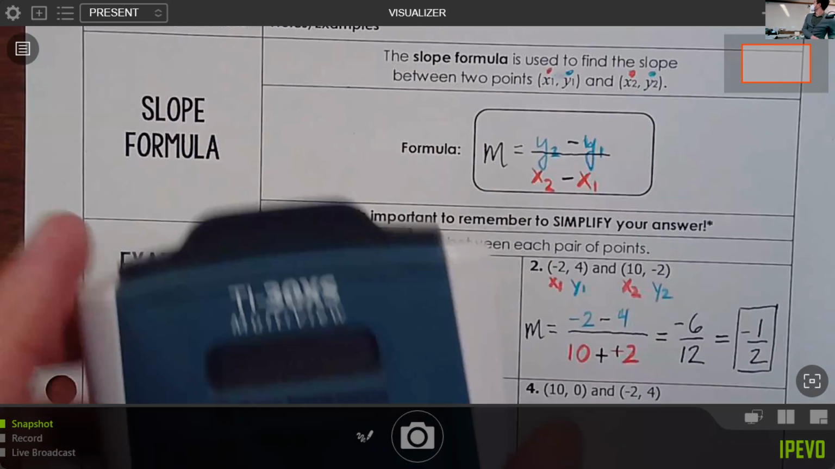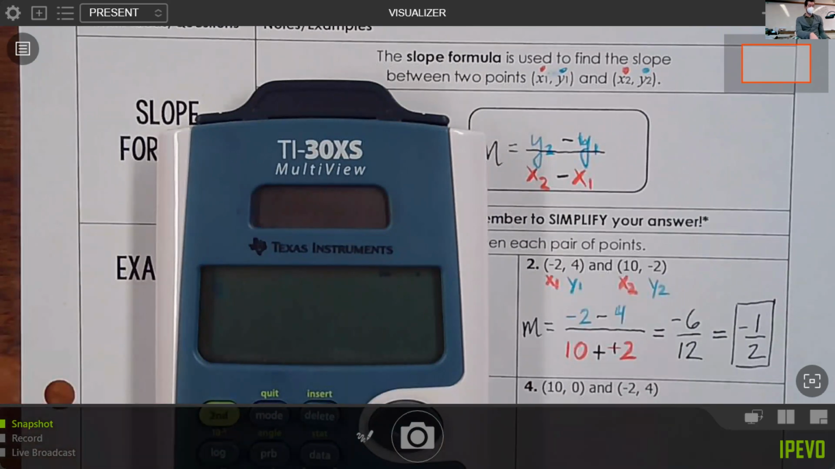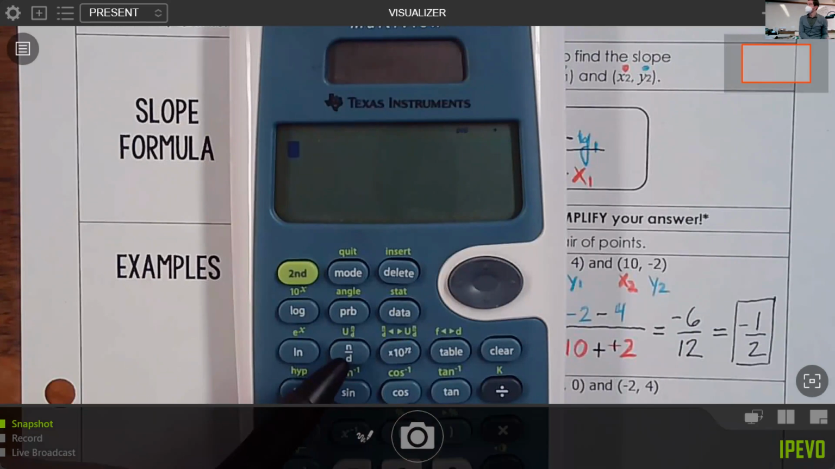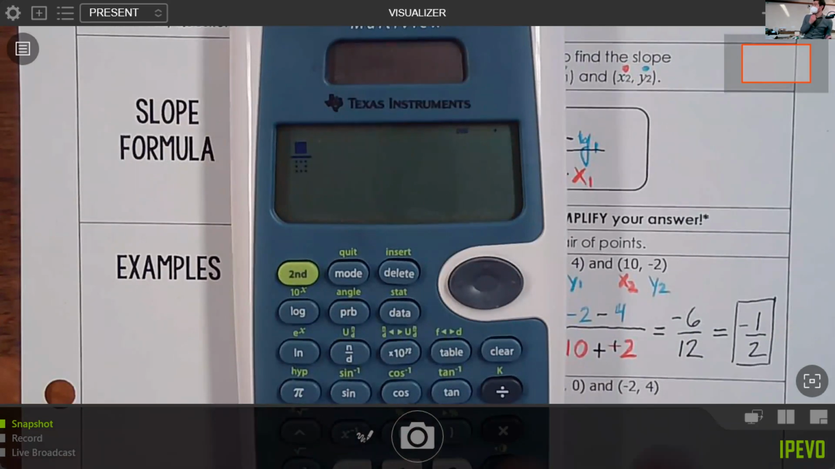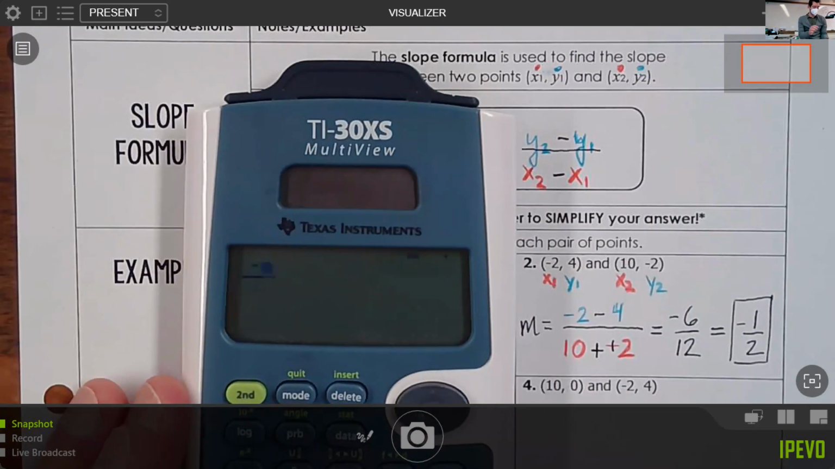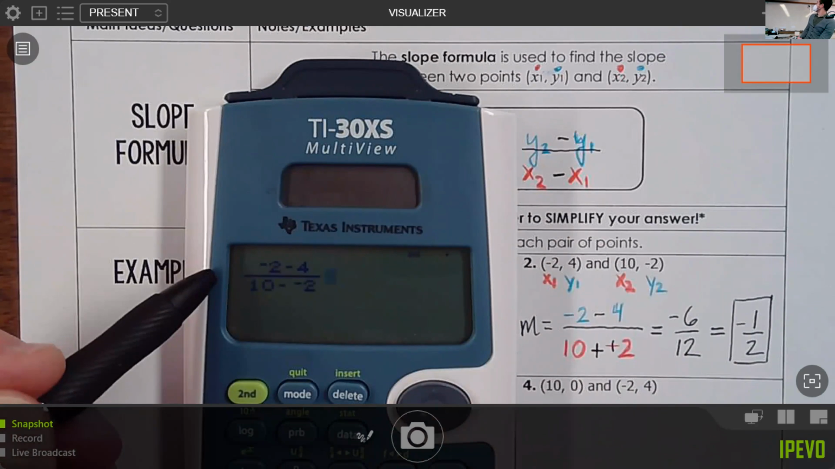Just a quick little reminder about calculators here. These calculators are really nice because you can type in this entire problem and it'll go straight to the answer if it's typed in correctly. We can set up our fraction, as we did before the break. Our fraction button is this little n/d button, numerator over denominator. On the numerator, we had -2 minus 4, and the denominator was 10 minus -2. We can type it in exactly as we wrote it on the paper, and when we hit enter, it gives us our answer, -1/2, exactly as we had it over here.